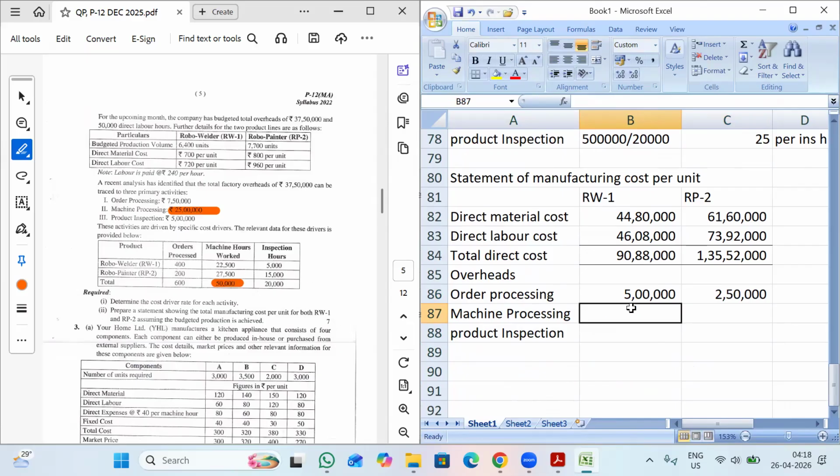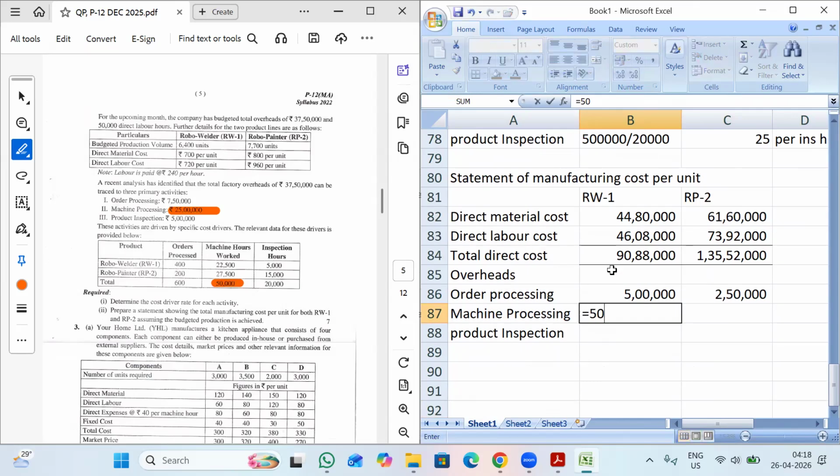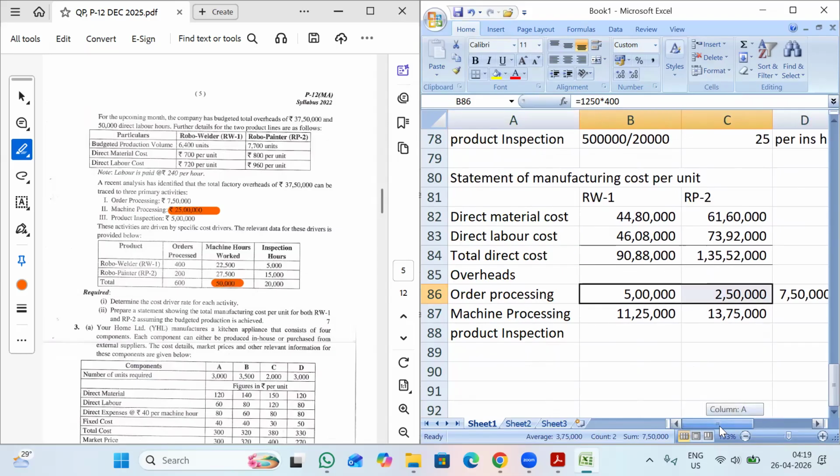Now let's move on to machine processing. So machine processing is 50 per hour. So simply 50 per hour into how many machine hours here? 22,500. And the same way 50 into, for RP2 we required 27,500 machine hours. So if you add this, that is 5 lakh and 2,50,000, I will be getting 7,50,000. That will be matched here with your total overhead. So in this way, you can cross check to avoid any clerical mistakes.